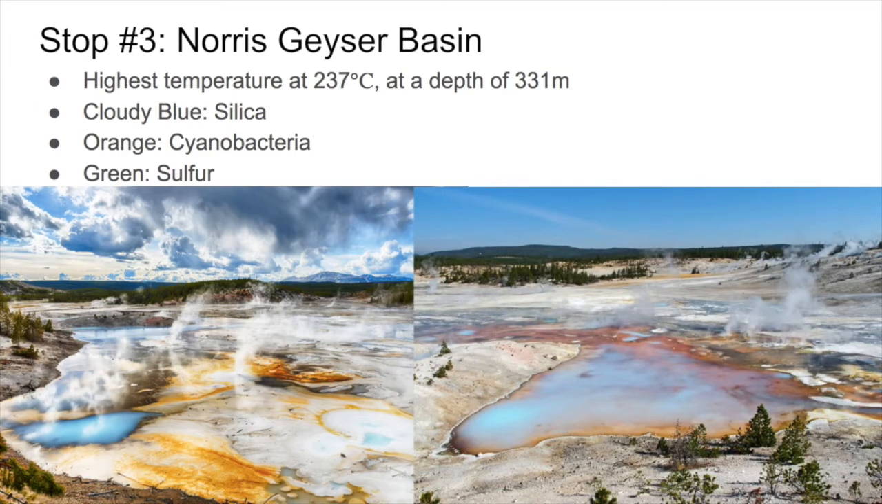Then, the next stop is the Norris Geyser Basin, which is an area known to be the hottest and have the most variation in geothermal features in the whole park. This location claims a spot for the highest temperature ever seen throughout all of Yellowstone's geothermal areas. From a hole drilled 331 meters down, a temperature of 237 degrees Celsius was obtained.